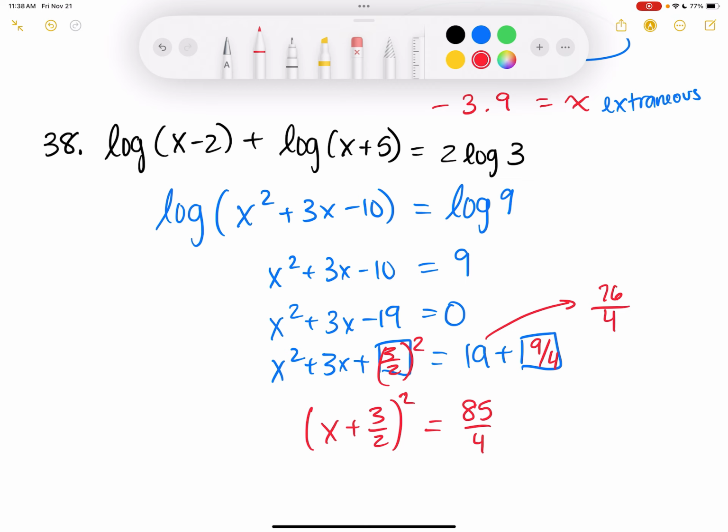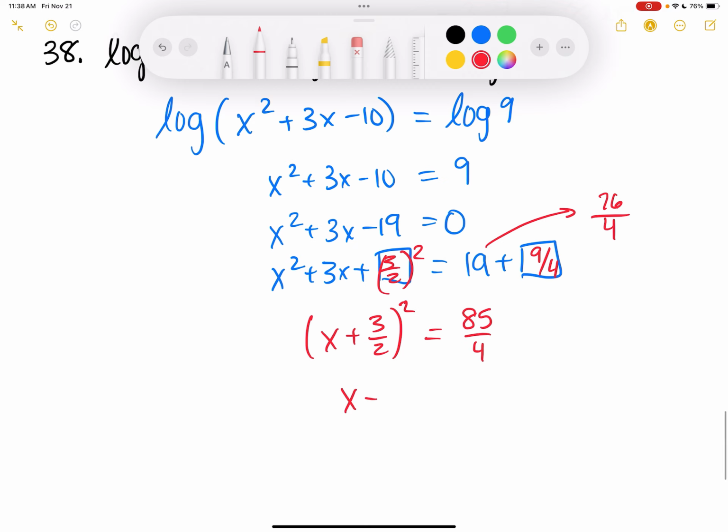Take the square root of both sides. x plus 3/2 equals plus or minus. Now, I would go ahead and split this and do a radical on top, radical on the bottom. Why might I do that? Because 4 is squareable. So plus or minus the square root of 85 over 2. I took the square root of the bottom. Subtract 3/2, x equals negative 3/2 plus or minus the square root of 85 over 2.